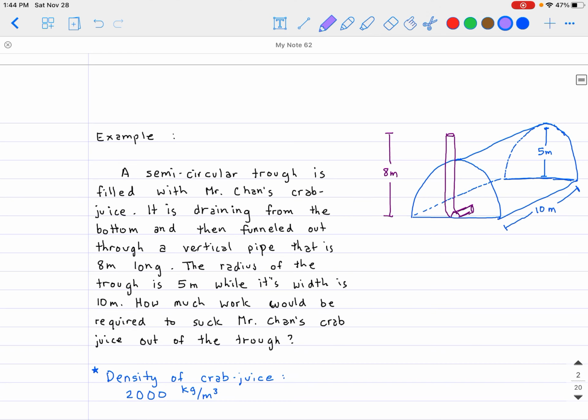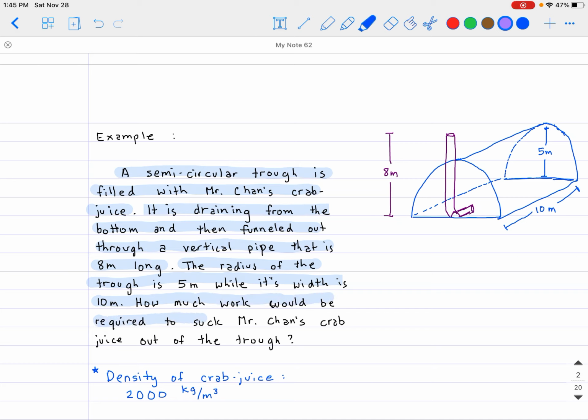This time around, here is going to be my setup then. A semicircular trough filled with Mr. Chan's crab juice. It is drained from the bottom and then funneled out through a vertical pipe that is 8 meters long. The radius of the trough is 5 meters, while its width is supposed to be 10 meters. How much work would be required to suck Mr. Chan's crab juice out of the trough?